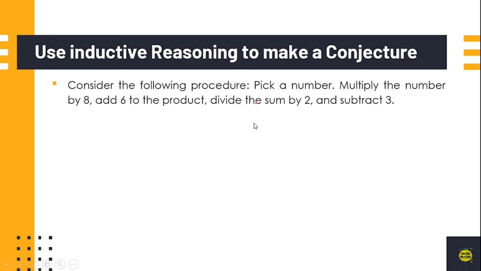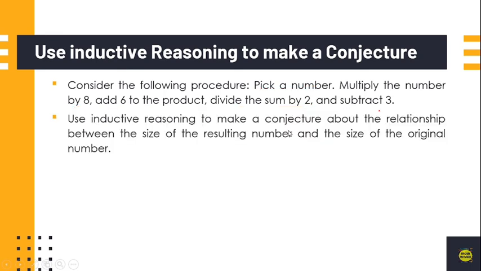Next, use inductive reasoning to make a conjecture. This conjecture, class, is a conclusion. Consider the following procedure. We need to pick a number, multiply the number by 8, add 6, then divide the sum by 2 and subtract 3. Use inductive reasoning to make a conjecture about the relationship between the size of the resulting number and the size of the original number.